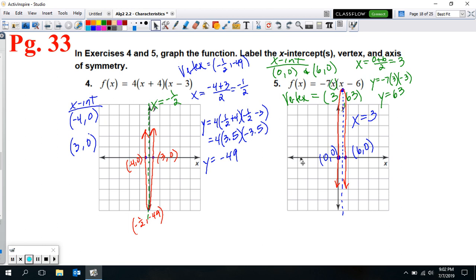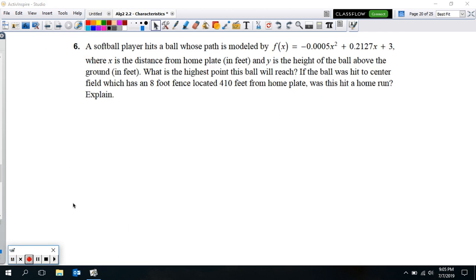We have just one more to do, which is more of a real life problem. So let's go into that one. Okay, so number 6, this real life problem, it's a softball problem. A softball player hits a ball whose path is modeled by this quadratic standard form equation. It's got some decimals in there, but it's still just a standard form quadratic equation, where x is the distance from home plate in feet and y is the height of the ball above the ground.